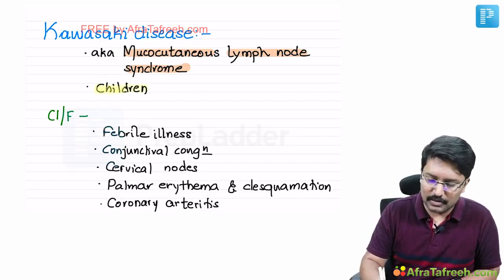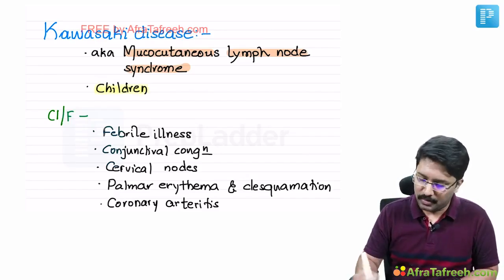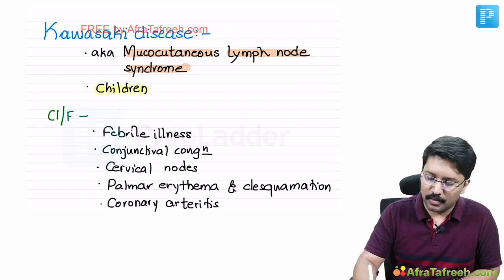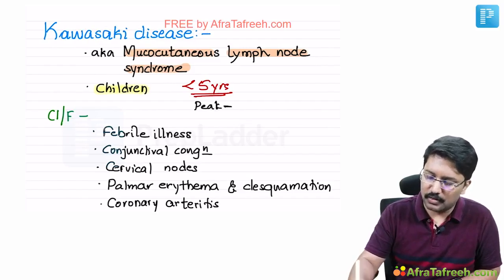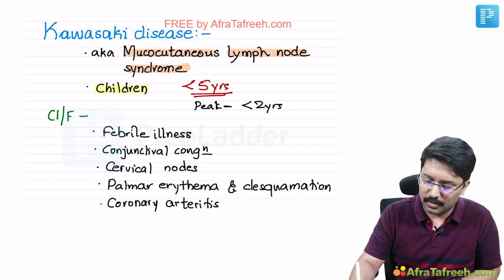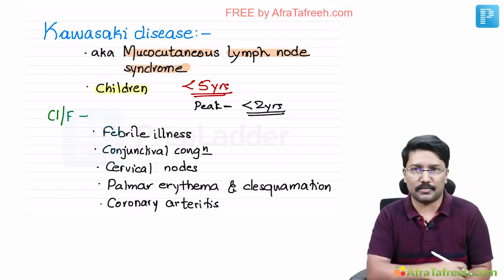We already know that this is a disorder which is more common in children. Usually, most of the cases are diagnosed before 5 years of age, and the peak incidence usually occurs before 2 years of life, right? So it is rarely diagnosed after 5 years, right?